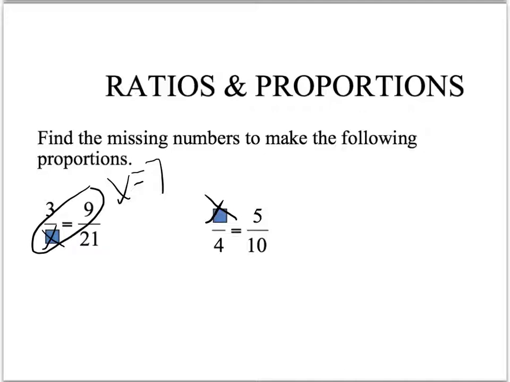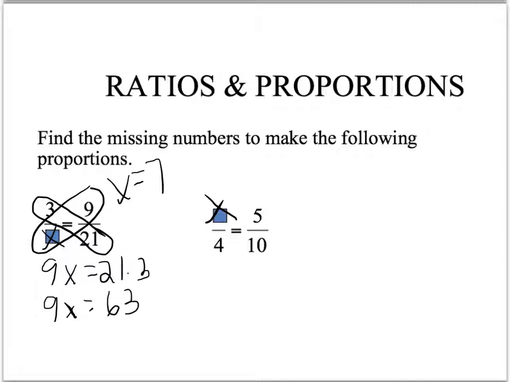So I'm going to take 9x and I'm going to set it equal to 21 times 3. Okay, so now I have 9x is equal to 63. And if I divide by 9 on both sides, I get x equals 7. Okay, so that means that 3/7 is equal to 9/21. Okay, all right, let's try the second one.